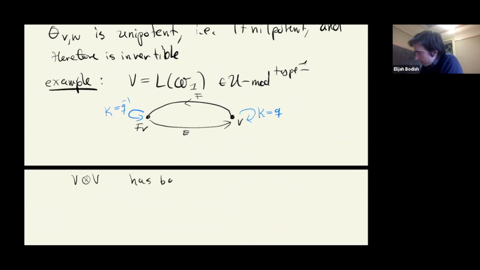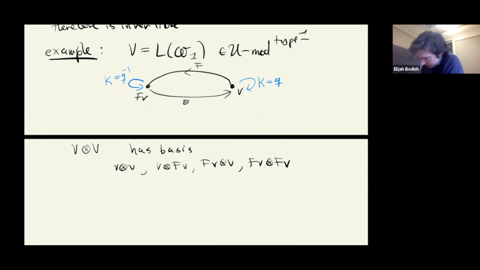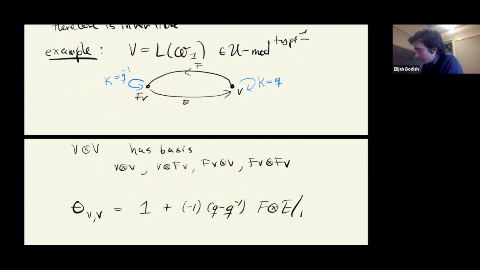And it has a basis, which I'll just order so I can write a matrix: V tensor V, V tensor FV, FV tensor V, and FV tensor FV. I don't even know if to call this an exercise or what, but if you use the definition above, if I did theta VV, there's going to be 1 plus -1 times Q minus Q inverse F tensor E acting on V tensor V.